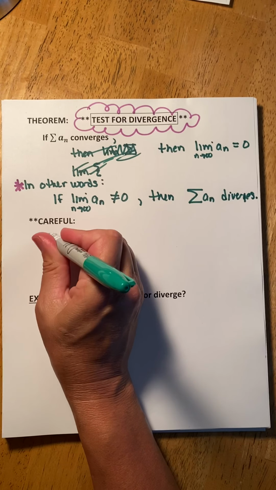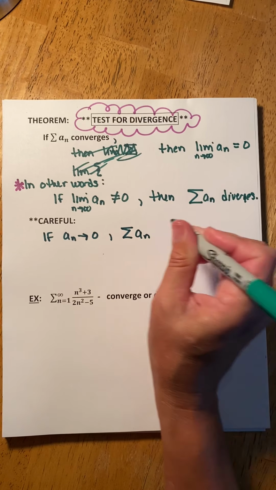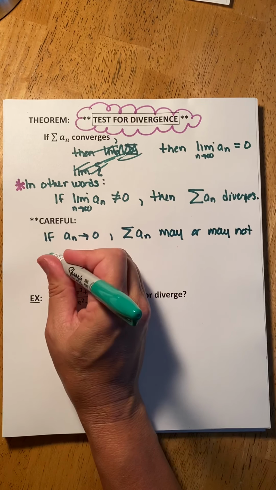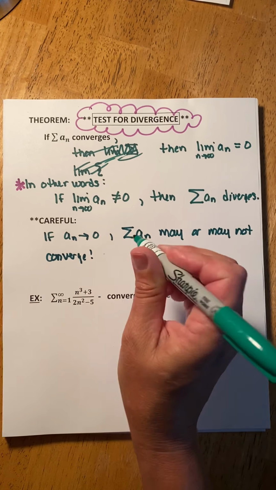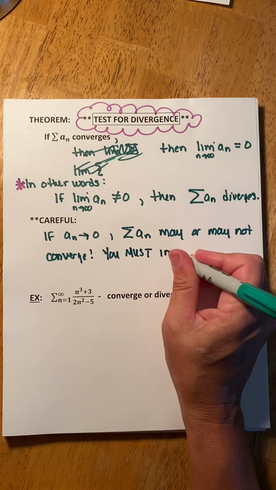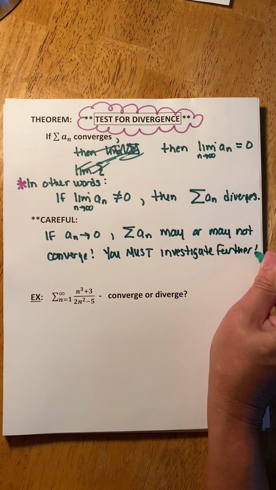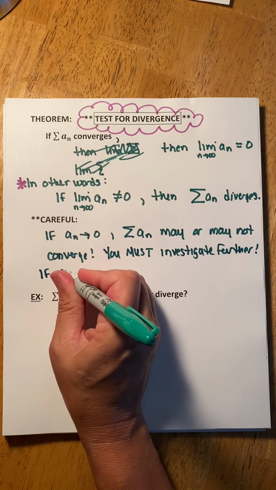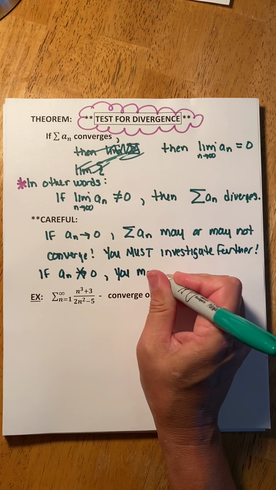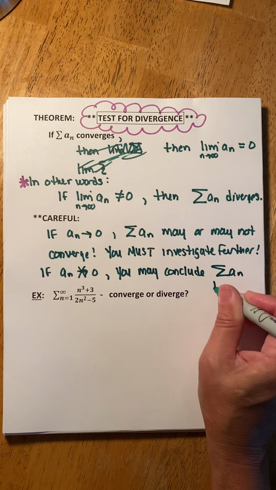So careful. If the sequence goes to 0, the corresponding series may or may not converge. You must investigate further. The test is inconclusive. If a_n does not converge to 0, you may conclude the series diverges.